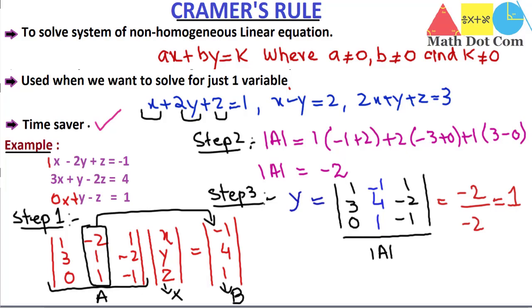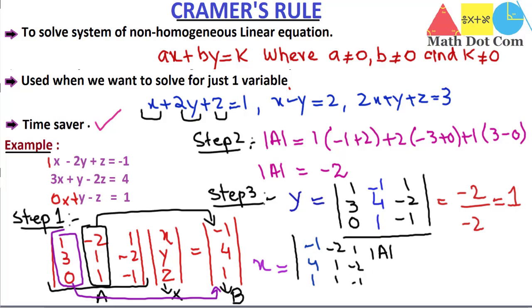For your convenience, let's say I want to find the value of x. What will the matrix be? You have to replace this column by the B matrix. So what do I have to write? I have to write here minus 1, 4, 1 and then the rest of the two columns as they are: minus 2, 1, 1, 1, minus 2 and minus 1. So this will be the matrix for the value of x, divided by the determinant of A. Now you can easily find it by finding the determinant of the matrix and dividing by the determinant of A.